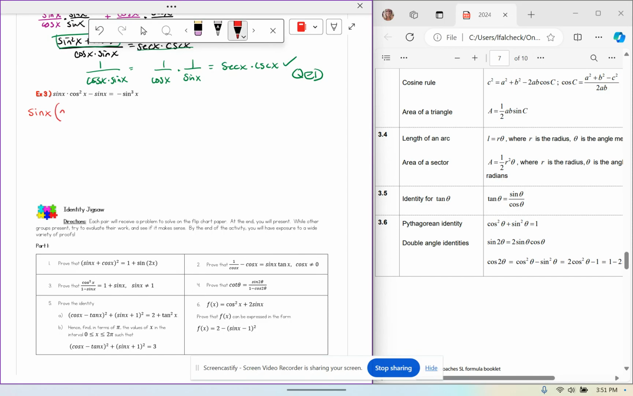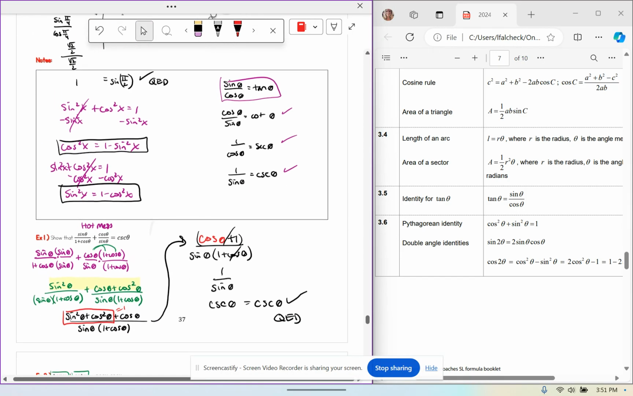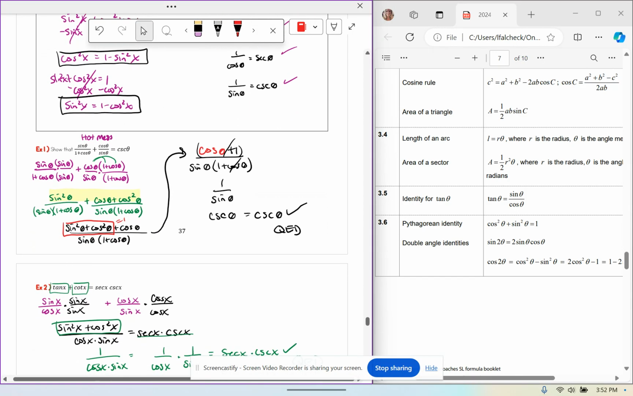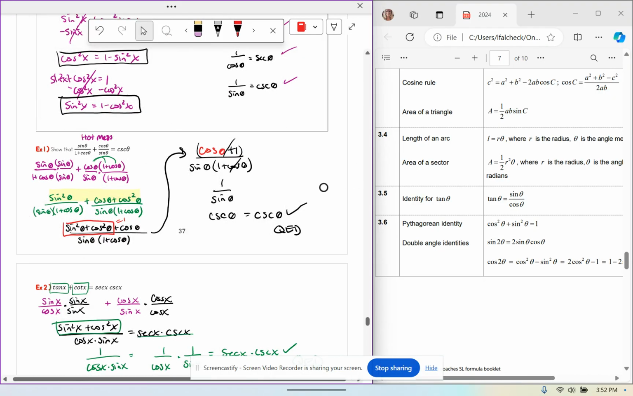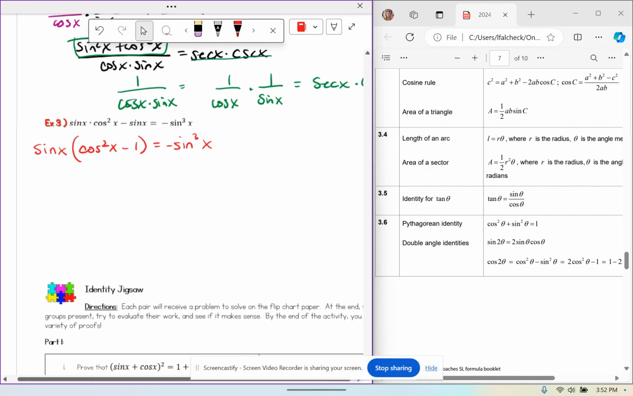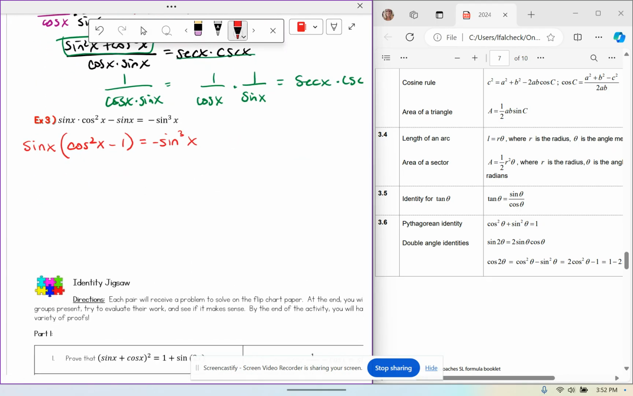So I've got the sine of x, and then I've got cosine squared x minus 1, which is equal to negative sine cubed x. I'm trying to get it to match negative sine cubed x. All right, so, oh, this is great. What's cosine squared x minus 1? Well, I think I solved for that guy up here, and 1 minus cosine squared x is equal to a positive sine squared x.